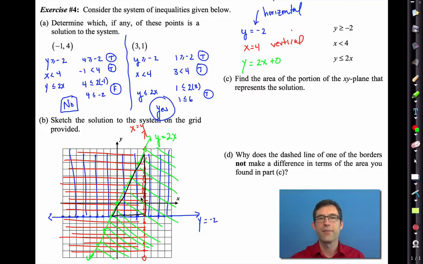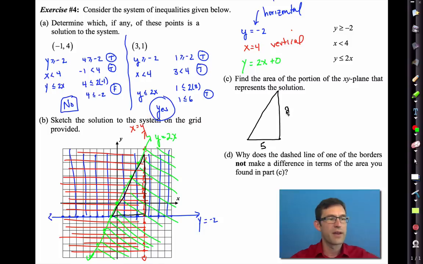Everything in there. Now, letter C asks us to find the area of the portion of the xy plane that represents the solution. Well, let me pull that little puppy out. It's a nice right triangle. We can figure out its base, 1, 2, 3, 4, 5. Figure out its height, 1, 2, 3, 4, 5, 6, 7, 8, 9.